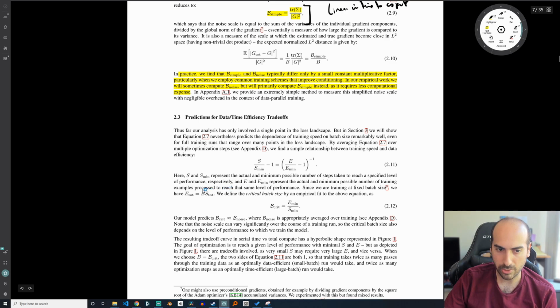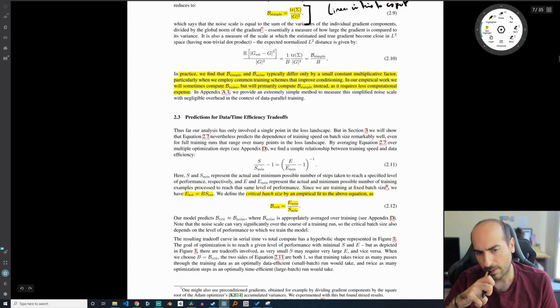Since we are training at fixed batch size, we have expected total. Oh, I see. Expected total is equal to B times the number of total steps. Okay, yeah. So the number of examples you're going to go through is the total number of steps times the batch size. So this makes sense. And so then they define the critical batch size by an empirical fit to the above equation as the minimal number of examples divided by the minimum number of steps.